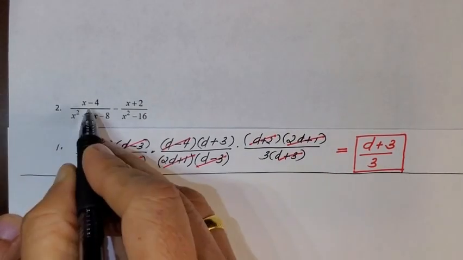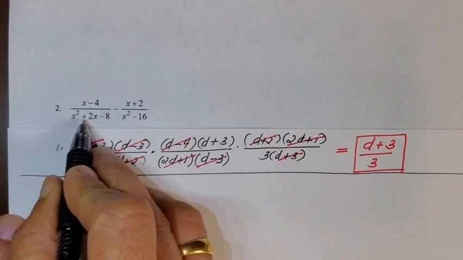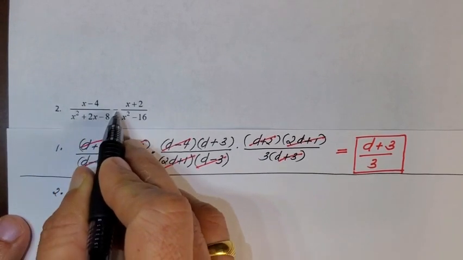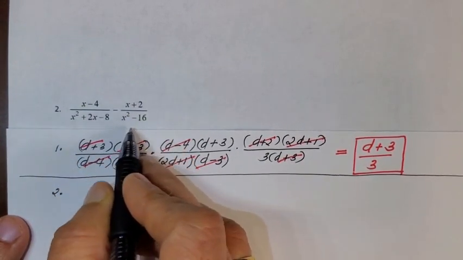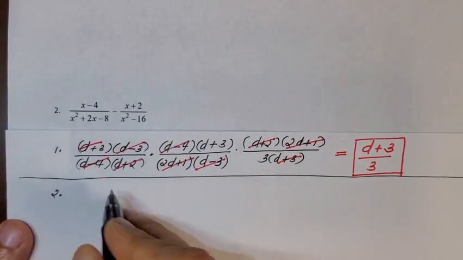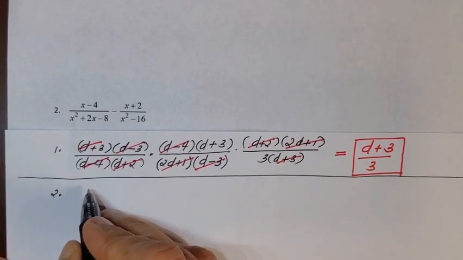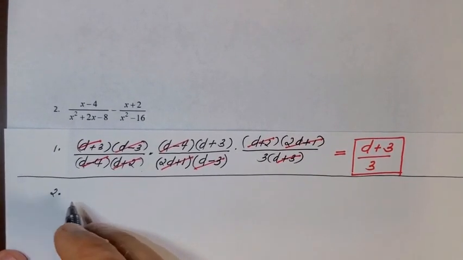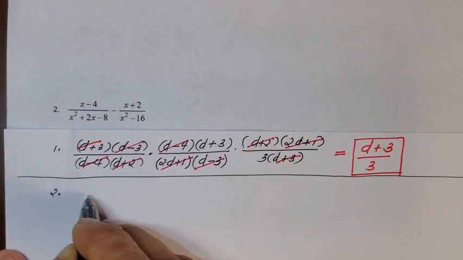3. Number 2, x minus 4 divided by x squared plus 2x minus 8 minus x plus 2 divided by x squared minus 16. This is a subtraction question, so the main concern is how to find the least common denominator. Okay, so let's factorize this first.